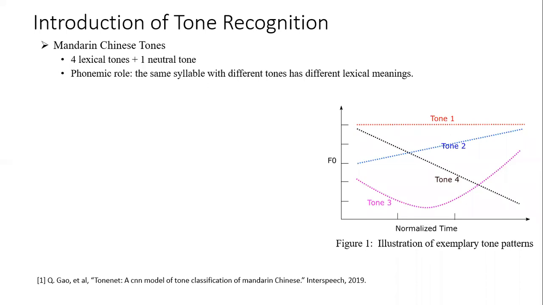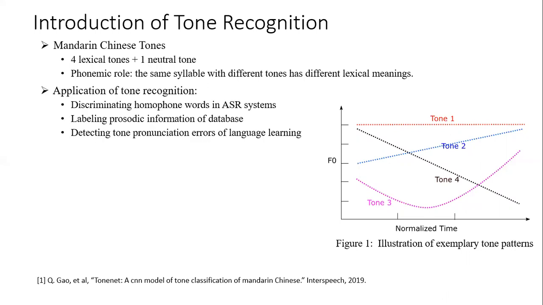Mandarin Chinese has 4 lexical tones and a neutral tone. Mandarin tone plays a crucial phonemic role so that the same syllable with different tones has different lexical meanings. Therefore, automatic tone recognition is a fundamental research topic which can be used for discriminating homophone words in ASR systems, labeling prosodic information of a database, and detecting tone pronunciation errors of language learning.